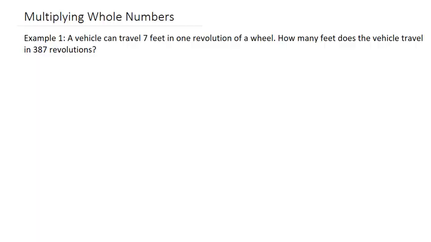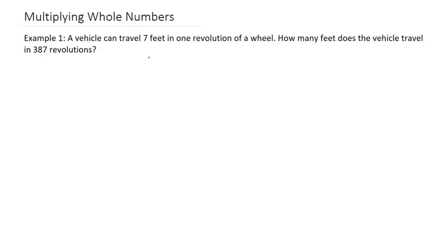Multiplying whole numbers. Example 1. A vehicle can travel 7 feet in 1 revolution of a wheel. How many feet does the vehicle travel in 387 revolutions? So with this problem, we will multiply. So let us set it up.